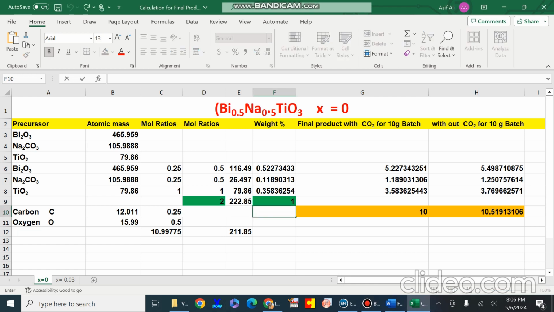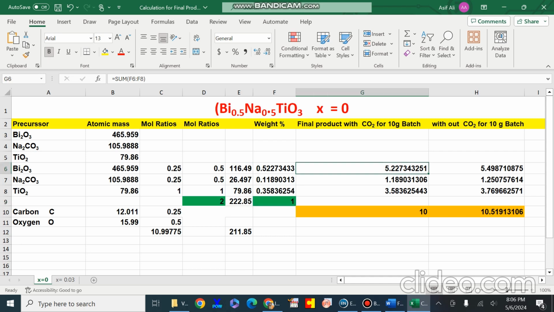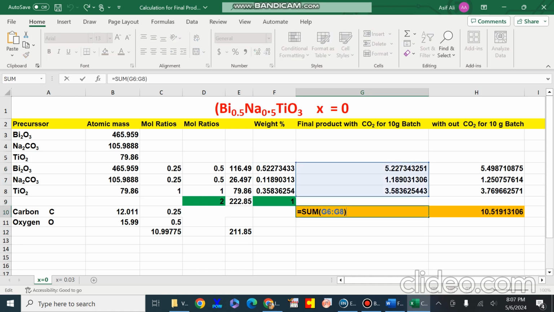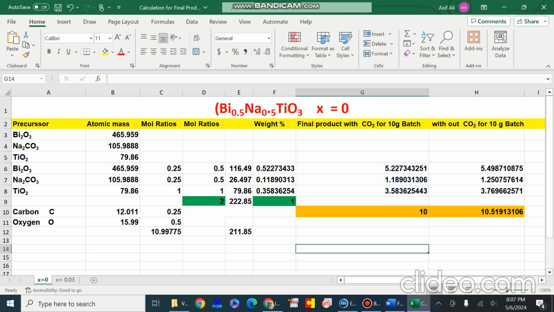So this is the weight percent of each individual oxide. Now we need to find it for the 10 gram. So what we will do for that, we will simply multiply this weight percent with the 10, with the 10, and with the 10. The third confirmation that you can do for your calculation is to always sum all these precursors. If you get 10 here, then it means your calculation is right.